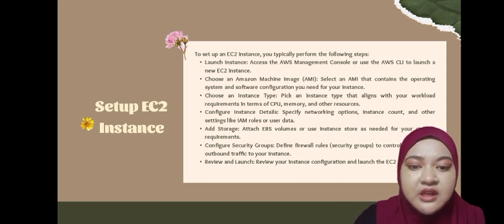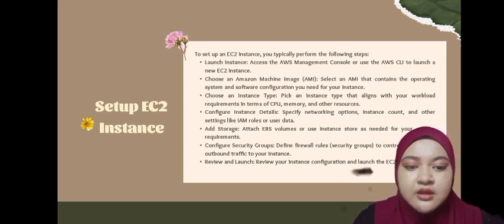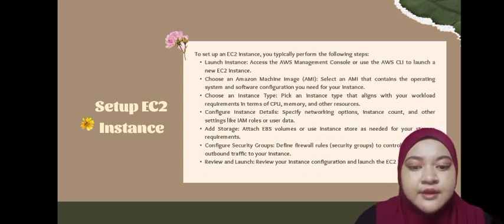Number 5 is add storage. Attach EBS volumes or use instance storage as needed for your storage requirements. Number 6 is configure security group. Define firewall rules, that is a security group, to control inbound and outbound traffic to your instance. Number 7, review and launch. Review your instance configuration and launch the EC2 instance.